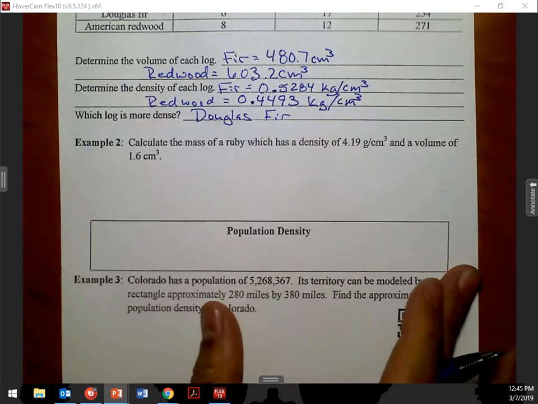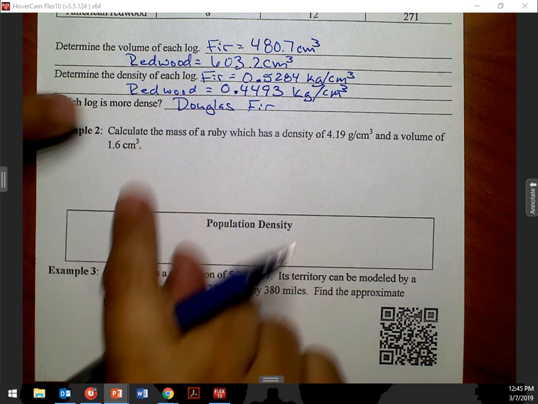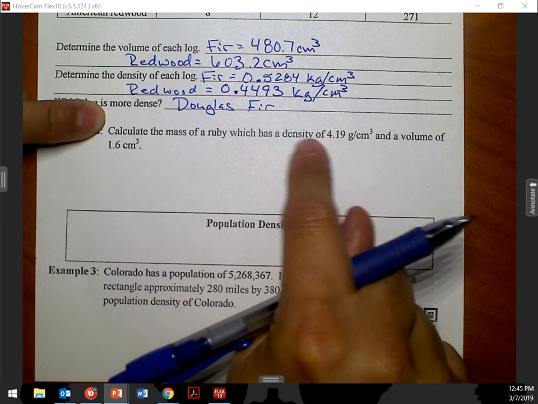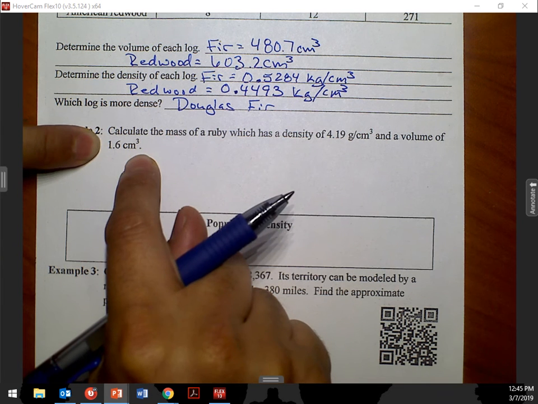Okay, so now, this next one, when we're talking about precious stones, those ones are very, very dense. Like diamonds are supposed to be the hardest thing in the world, but they make things harder than that, but that's synthetic and all that. Anyway, all right, calculate the mass of a ruby which has a density of this and a volume of this.